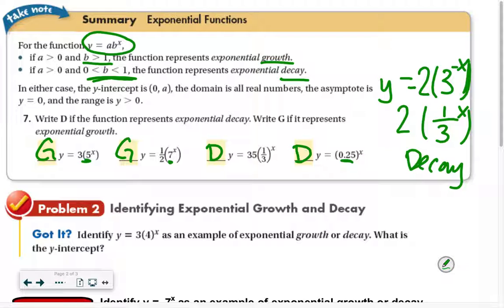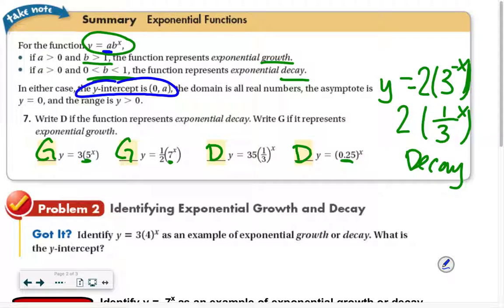Okay? What other thing? Our y-intercept, so where it crosses the y-axis, is always at our value a, whatever is multiplied, whatever our coefficient is outside. The reason that is, when I plug in 0 for x, anything to the 0 power we said is 1. So 1 times our a is always going to be our intercept. Okay?